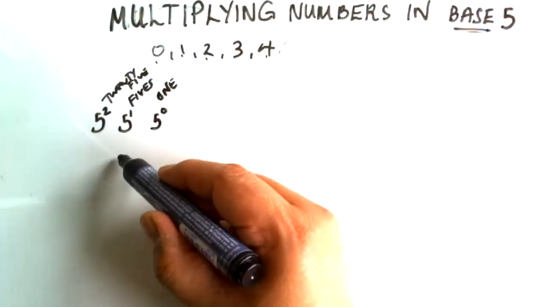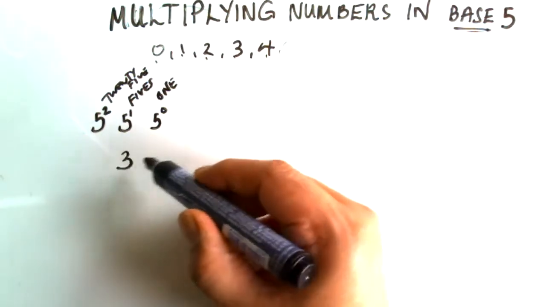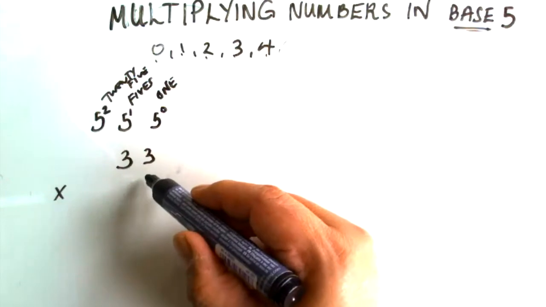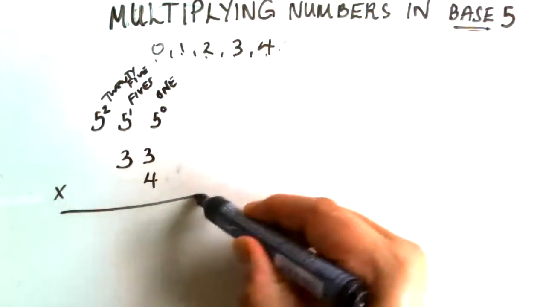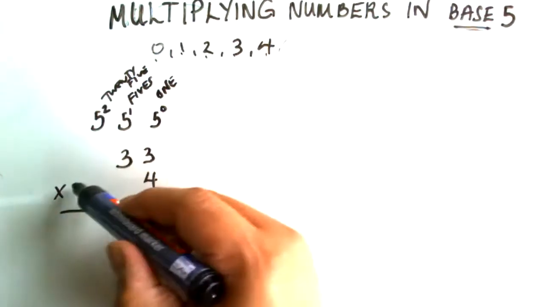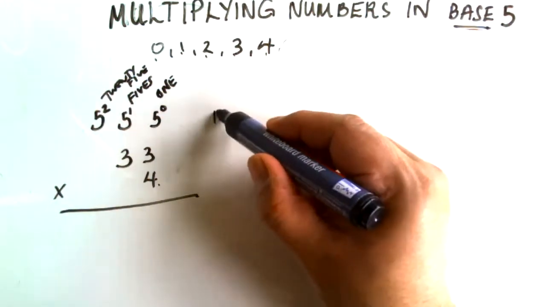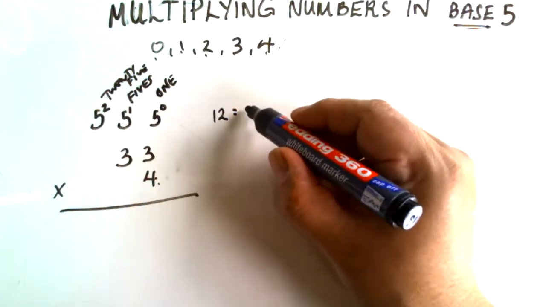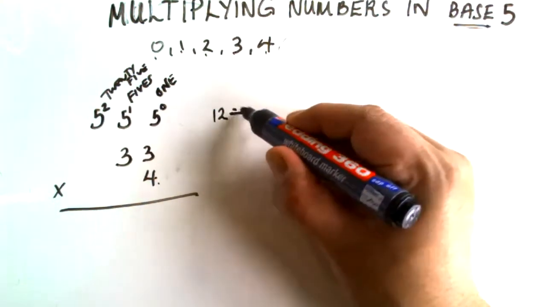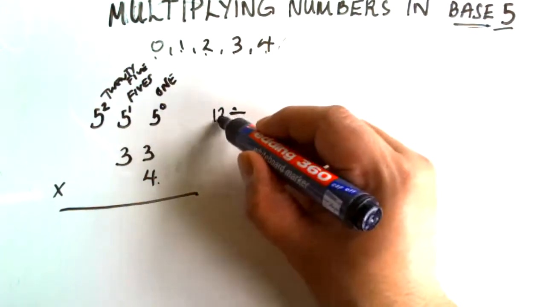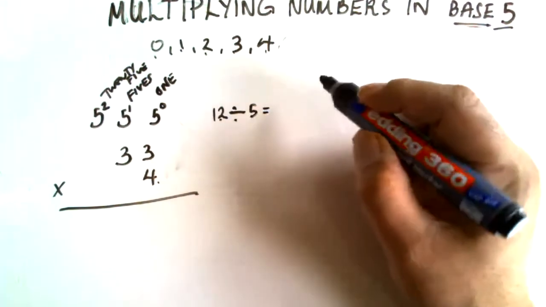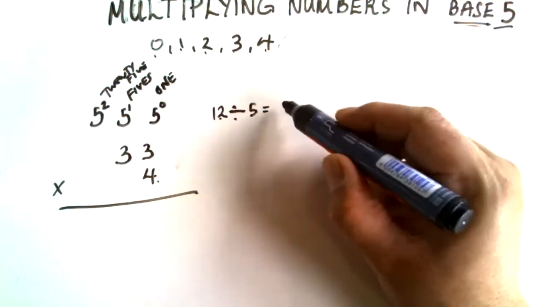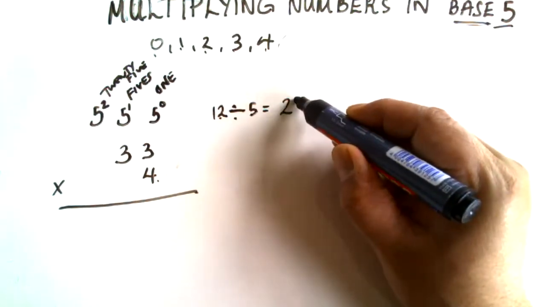So for example, if we have 3 groups of 5 and 3 outside, multiply by 4. So we have 3 times 4 is 12. What is 12 in base 5? To do that, you have to ask the question, how many 5s go into 12? 5 goes into 12 2 times, and the remainder is 2.